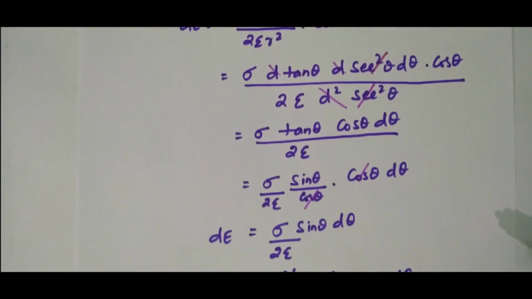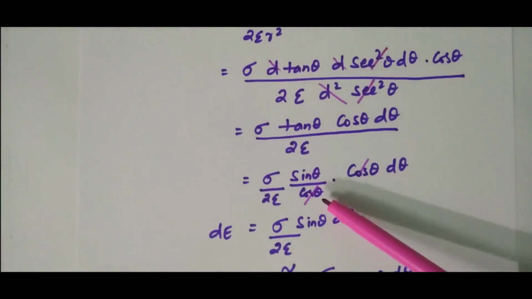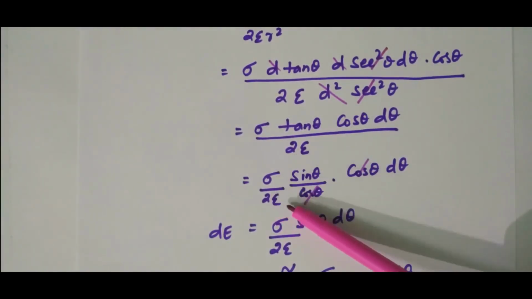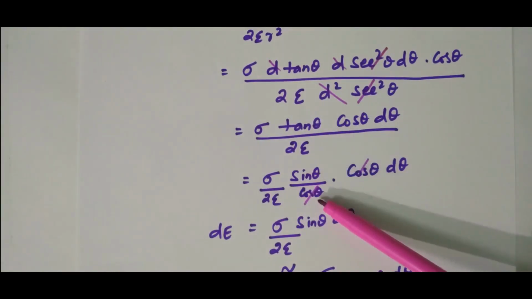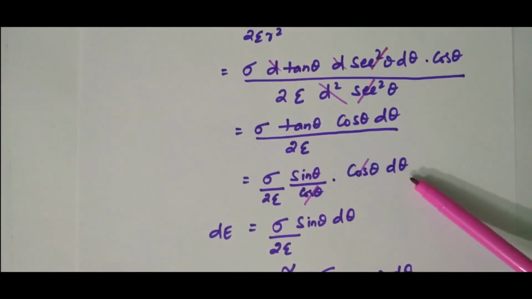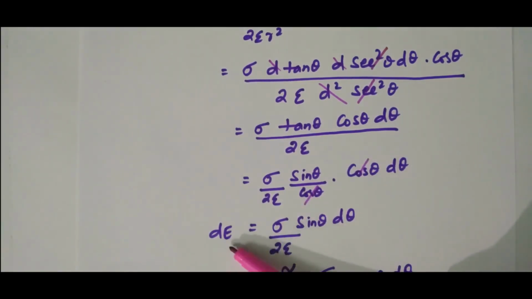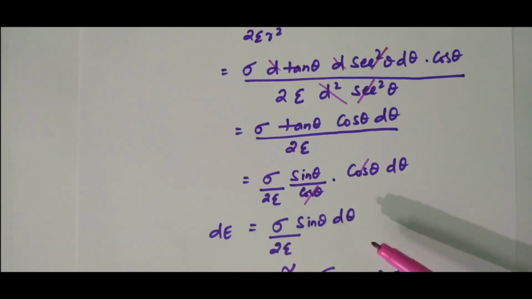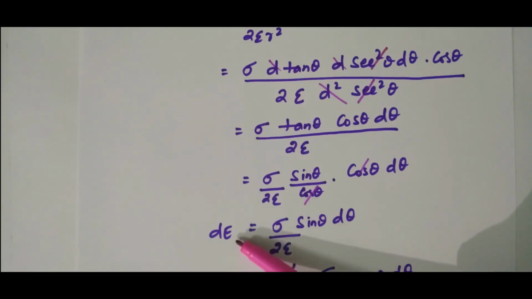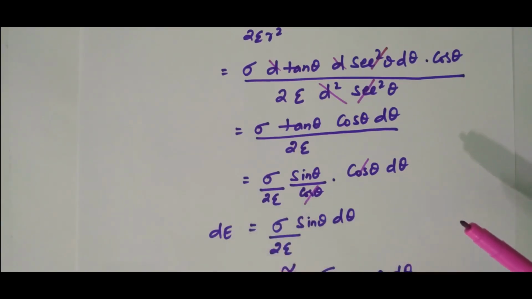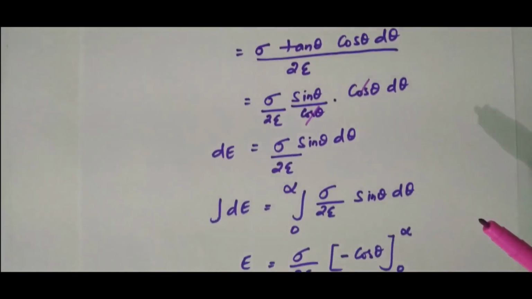This tan theta can be written as sin theta by cos theta. Sigma divided by 2 epsilon, tan theta written as sin theta by cos theta into cos theta d theta. So this cos theta got cancelled. So what we got, dE equal to sigma divided by 2 epsilon sin theta d theta. After substituting all the values, we got this expression. This is due to a small charge. So by integrating on both sides, we'll get the total electric field intensity. Now we'll go for the integration.